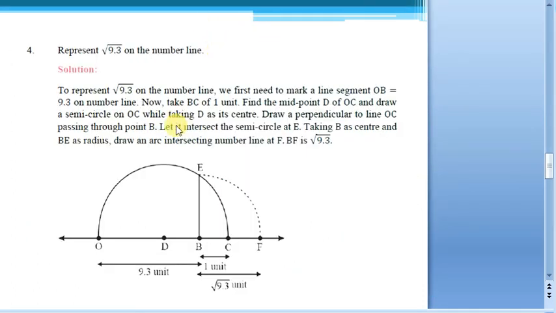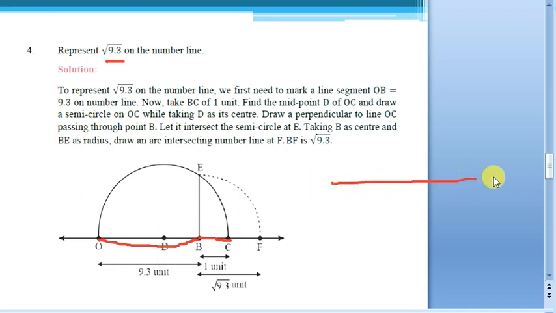So let us move to the fourth question now. This is a very simple one. We have already discussed in our concept video how to do it. We need to represent square root of 9.3 on the number line. What is the general step you have to do? First of all, whatever is given to you, construct that length like this. Let us say OB is 9.3 units. Later, just add 1 unit to it, 1 centimeter. So 9.3 centimeter and 1 centimeter. Now for this entire 10.3, we have to find the midpoint.